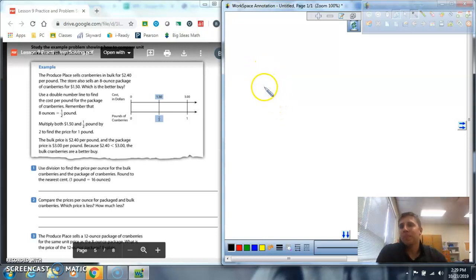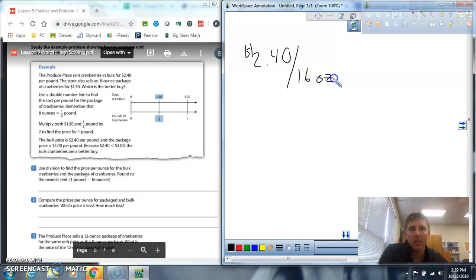Okay, so price per ounce for the bulk of cranberries. The bulk goes $2.40 per pound. And how many ounces are in a pound? Because it wants it per ounce. Well, 1 pound is equal to 16 ounces. So this is actually $2.40 per 16 ounces. Okay? So, we've got to take $2.40 divided by 16 ounces. We've got to split it up into 16 different ounces and see how much 1 ounce is.